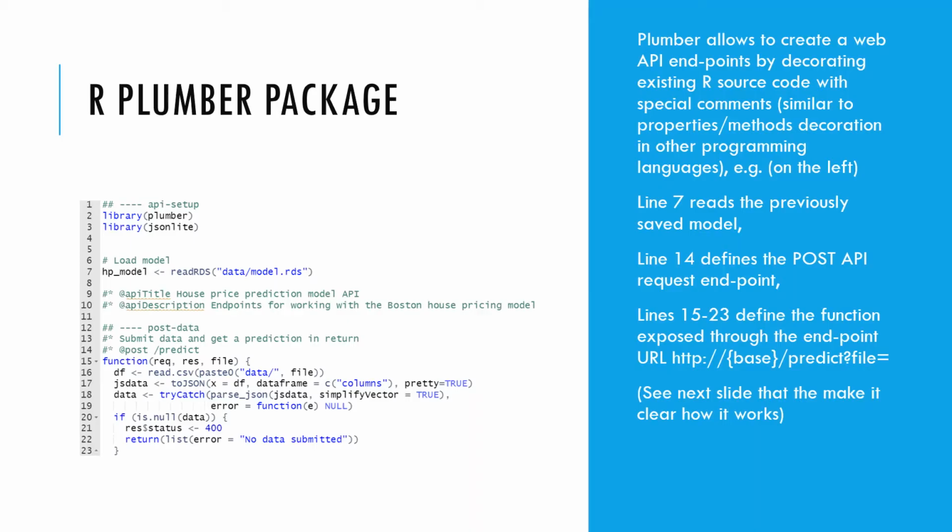The Plumber R package allows for creating a web API endpoint by decorating existing R source code with special comments. For example, on the left, line 7 reads the previously saved model. Line 14 defines the POST API request endpoint, and the remaining lines define the function that sends the new data to the model and receives the predicted value exposed through the endpoint URL.